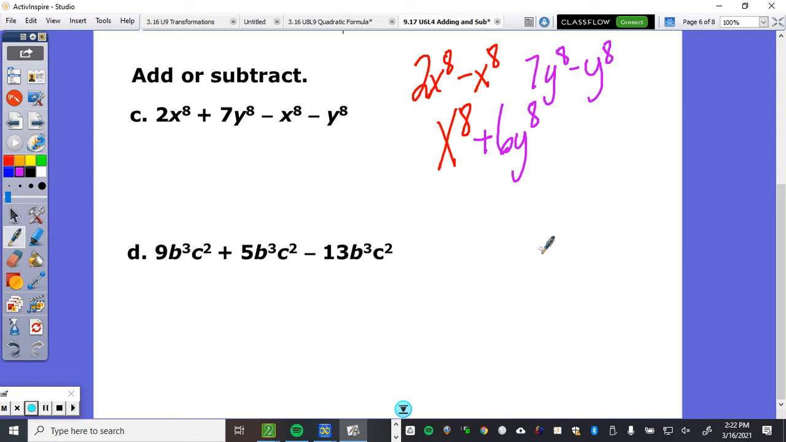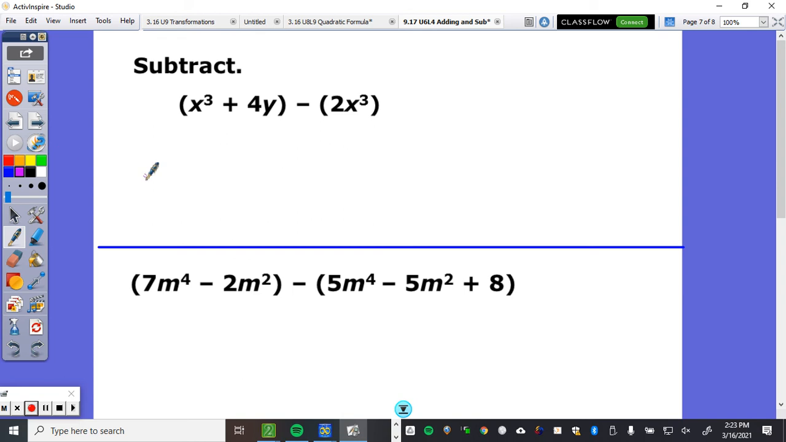Are you kind of getting this? Okay. So, again, these are all the same. B to the third c squared, b to the third c squared, b to the third c squared. So I can just add up the coefficients. 9 plus 5 is 14, minus 13 gives me 1. That's the answer. You can put a 1 in front of it.